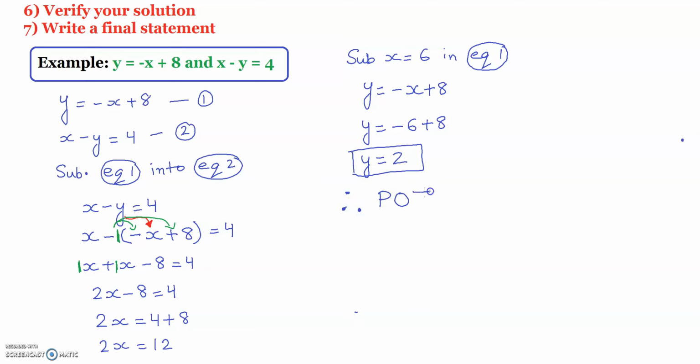POI means point of intersection, where these two lines meet each other when we graph these two lines, is the x value, which is 6, the y value, which is 2. So let's just check the solution, or verify the solution.